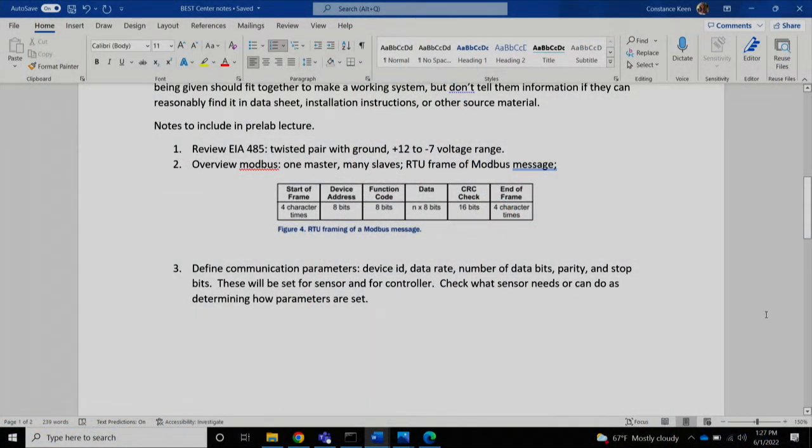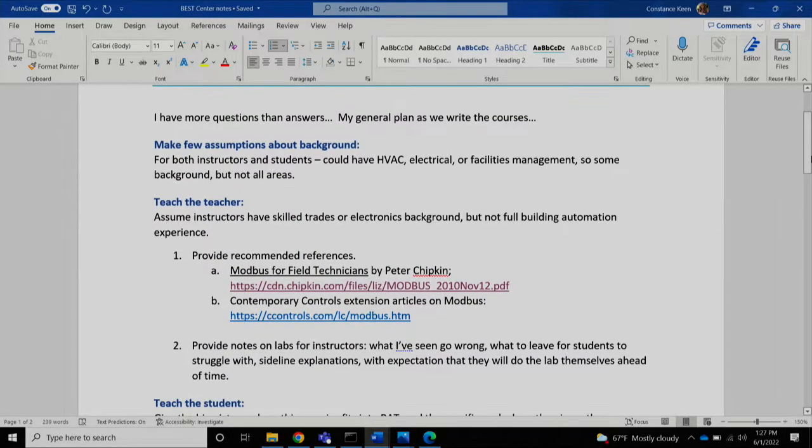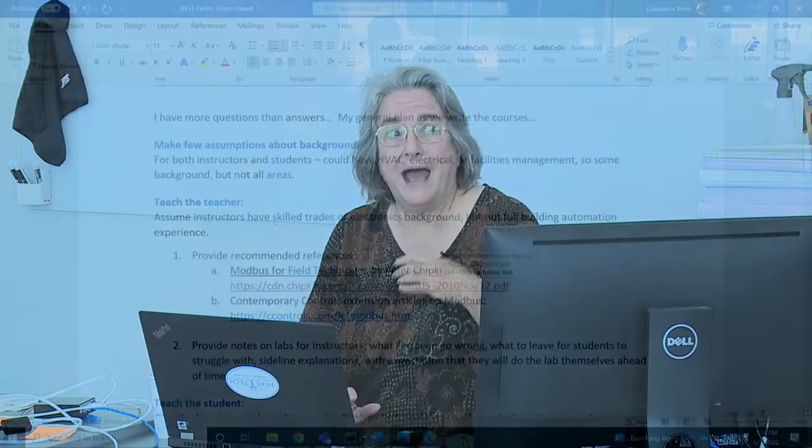And like the reference that I had for the instructors is Chipkin, which is copyrighted, and it is a book you can actually buy, but it's also freely available on the internet. It's a 70-something page document. I'm not making money off of it, so it doesn't matter. So, yeah, okay. I just wanted to get a little bit of feedback on that idea.